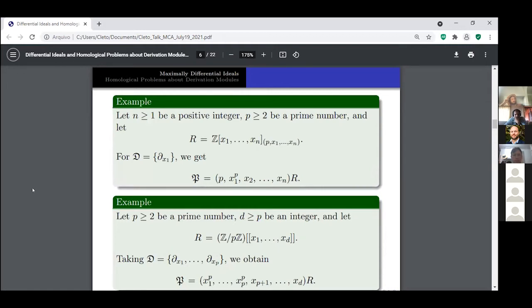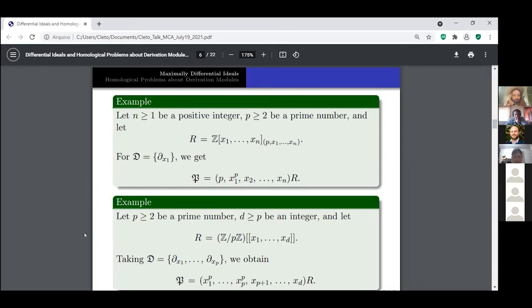In order to make things a little bit more concrete, let me give some examples. You fix n an integer, p prime, and so on, and you consider this local ring, Z[x1, ..., xn] localized at this maximal ideal. If you consider D as being the unitary set consisting only of the partial derivative with respect to the first variable, then in this case you get P as being this ideal here. Note that you raise x1 to the pth power.